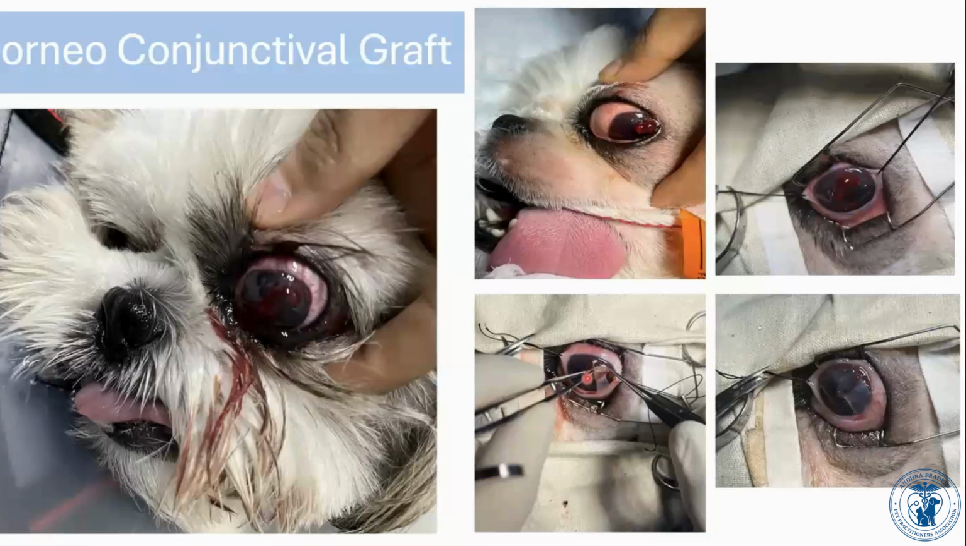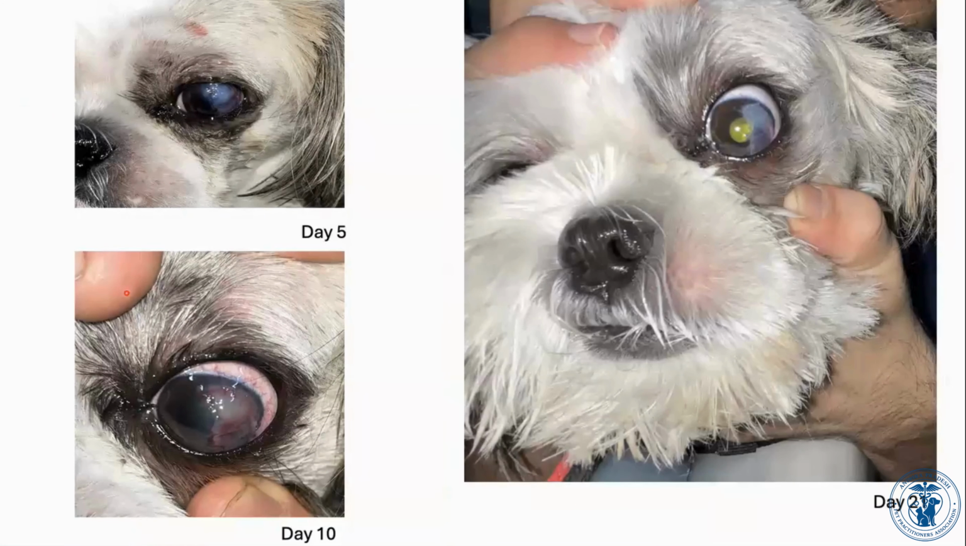So we covered the perforated area with the cornea itself, and that's how it looks. The front part is the cornea and this is conjunctiva. Usually I use 8-0 suture there, even 10-0 can be used, no problem. So this was day 5, this was day 10, and on day 21 it was a beautiful eye. This scar will persist, it can fade a little, but it is not affecting vision and the pet is visual. So the purpose of surgery is served.